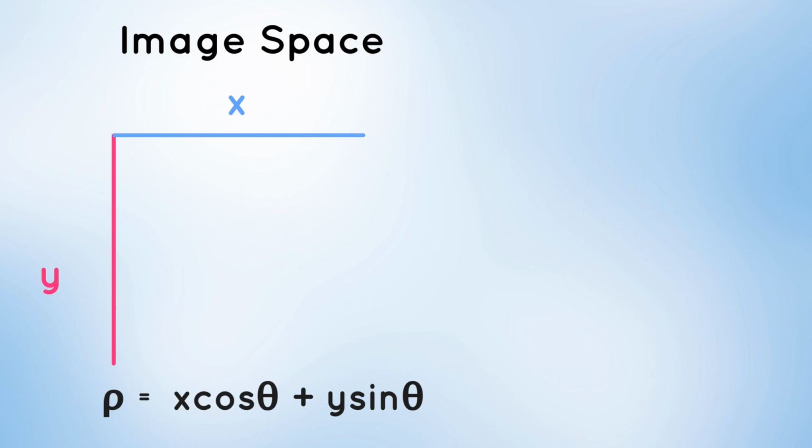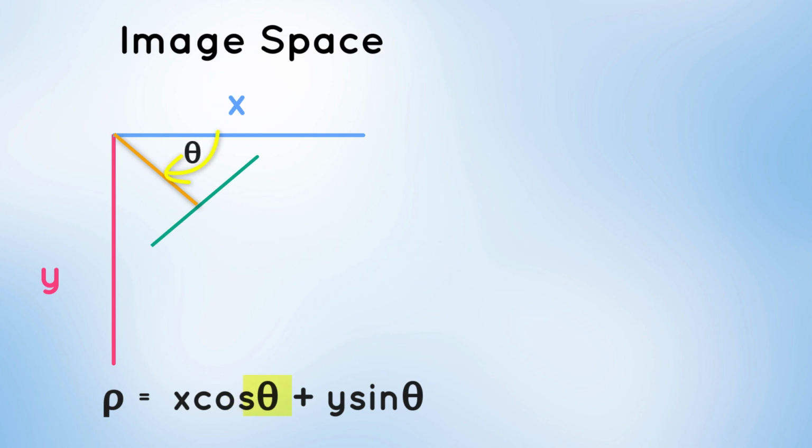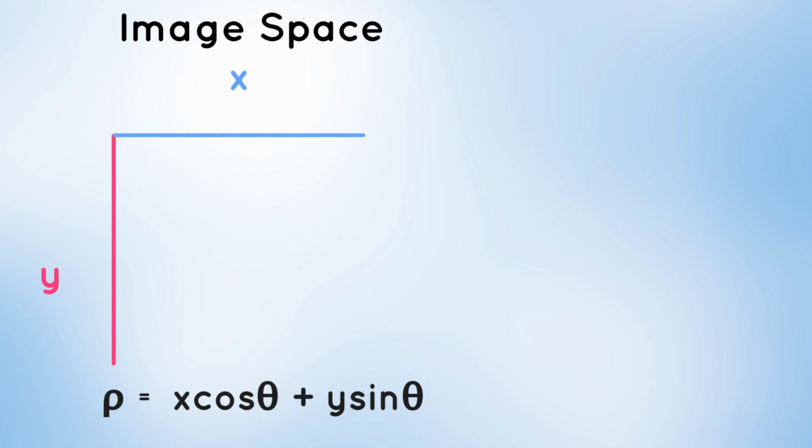If I am to draw some line in Cartesian space, the variable rho is the perpendicular distance from the origin to that line, and theta indicates the angle of inclination of the normal line from the x-axis, which is measured in radians clockwise with respect to the positive x-axis. Let's look at some examples.